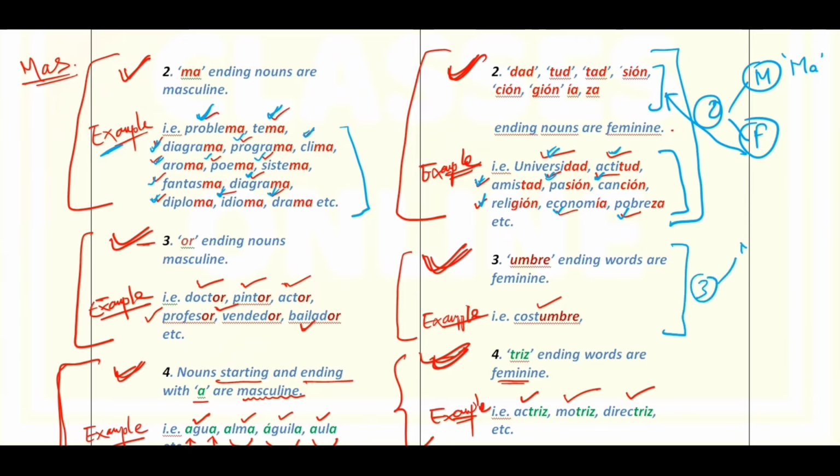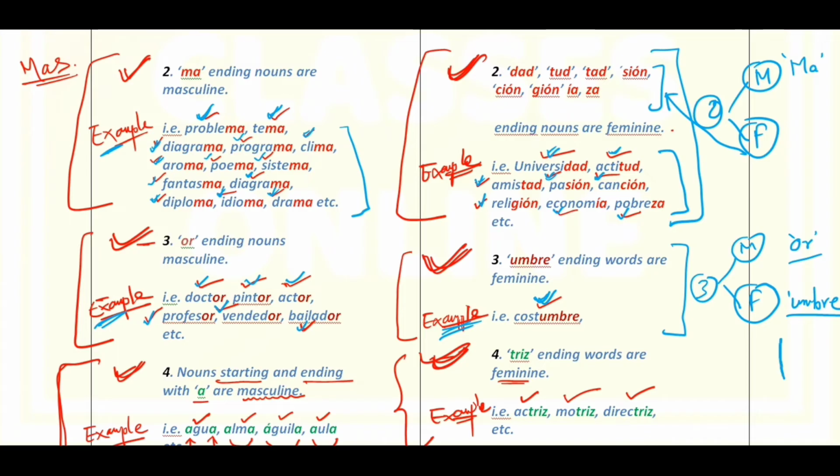Third point, you'll see OR ending words, I'm categorizing, putting OR ending as masculine, and UMBRE ending words are feminine. Examples you can see. First example is doctor. Second example is pintor, actor, profesor, vendedor, bailador, etc. Another side, costumbre is one example.